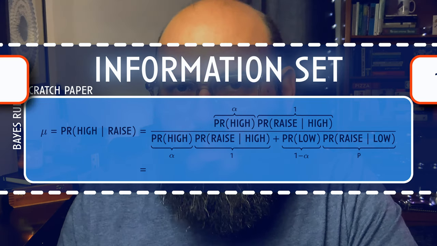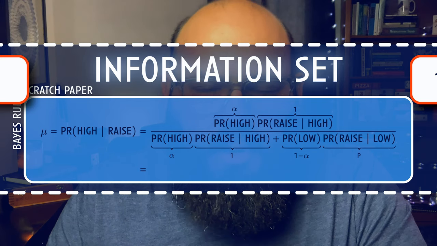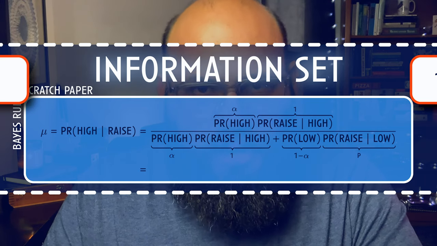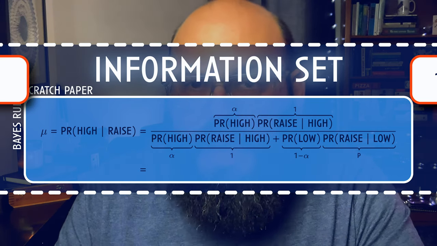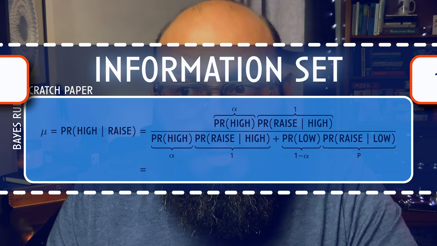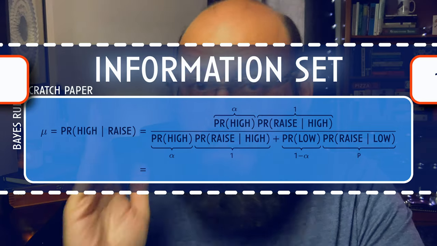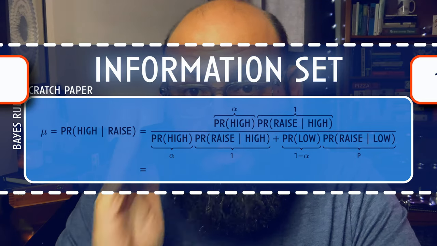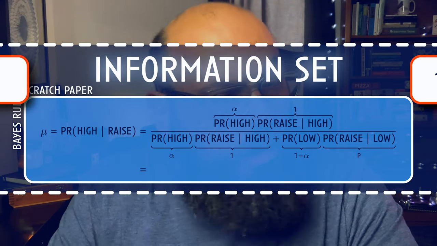So let's work out that formula. What is the probability that we have the high type conditional on seeing a raise? Well, with probability alpha, we're up against the high type, and we need the probability of raising conditional on it being the high type. Well, we fixed that first. We said the high type is raising for sure, so that is 1. So it's alpha times 1, just like before.